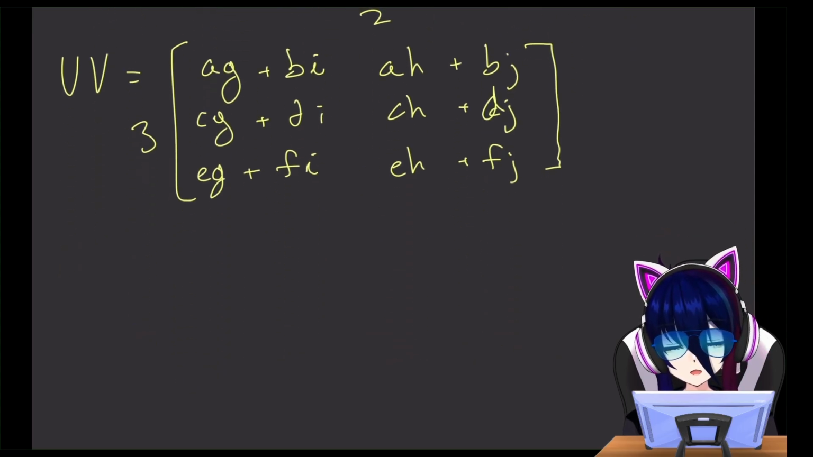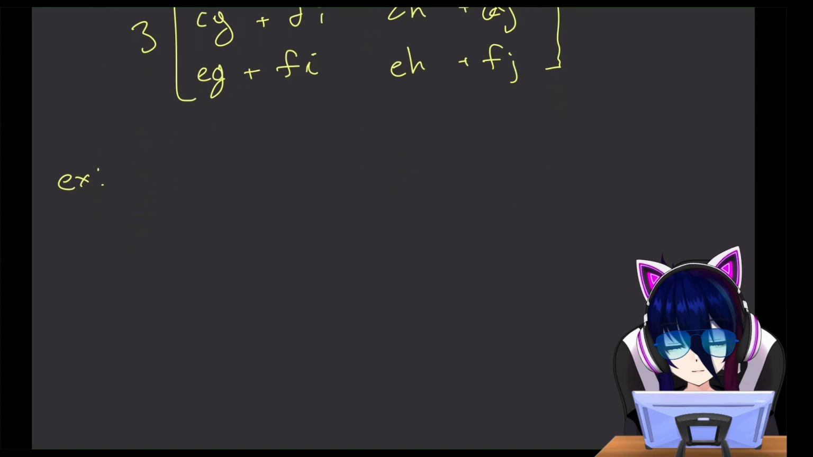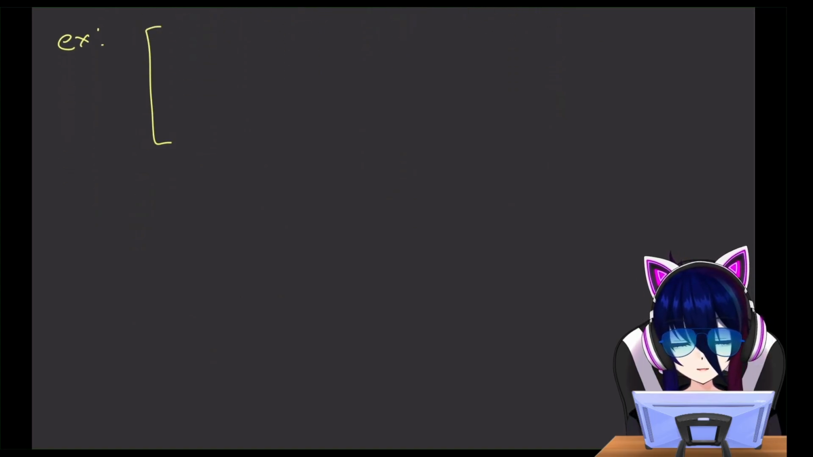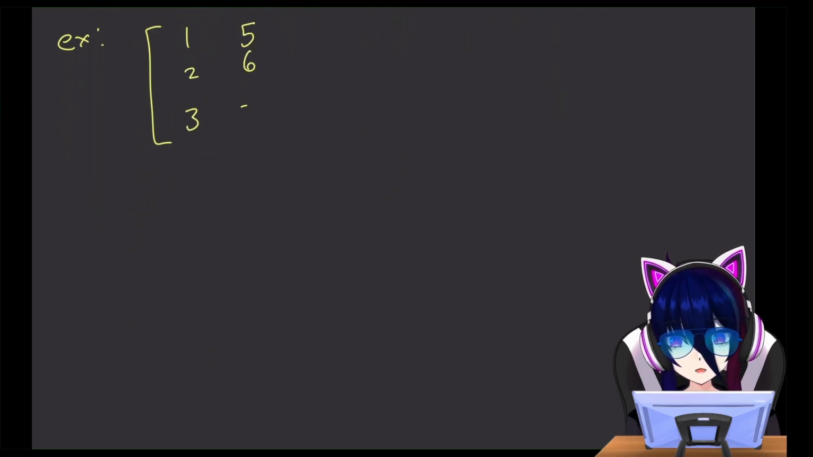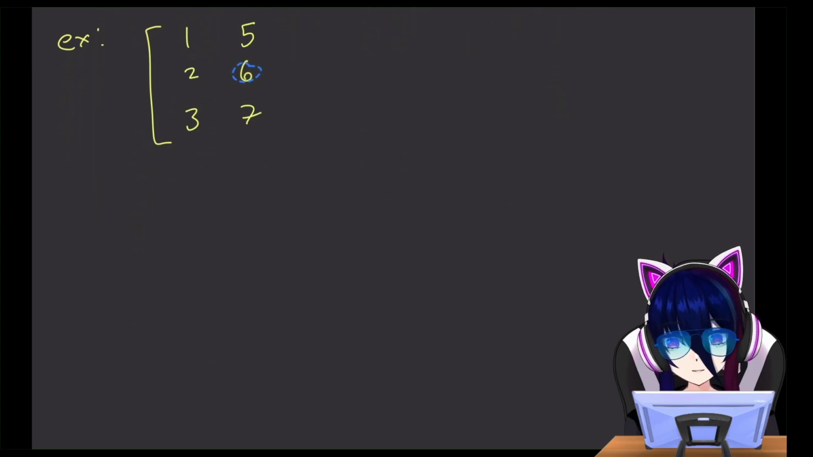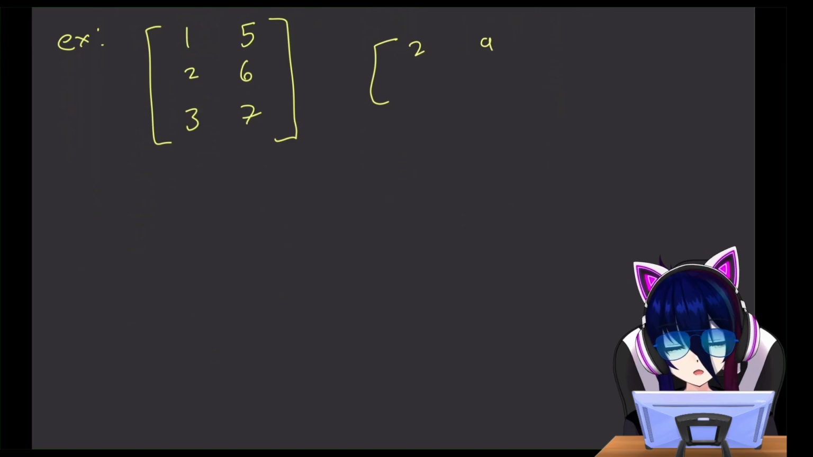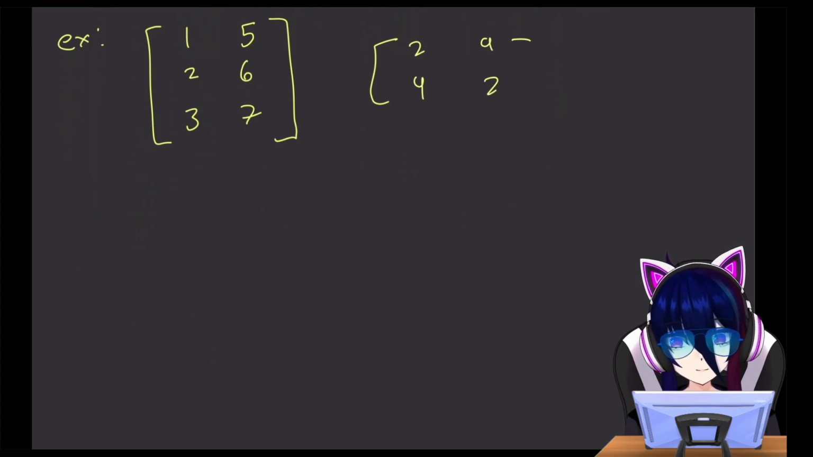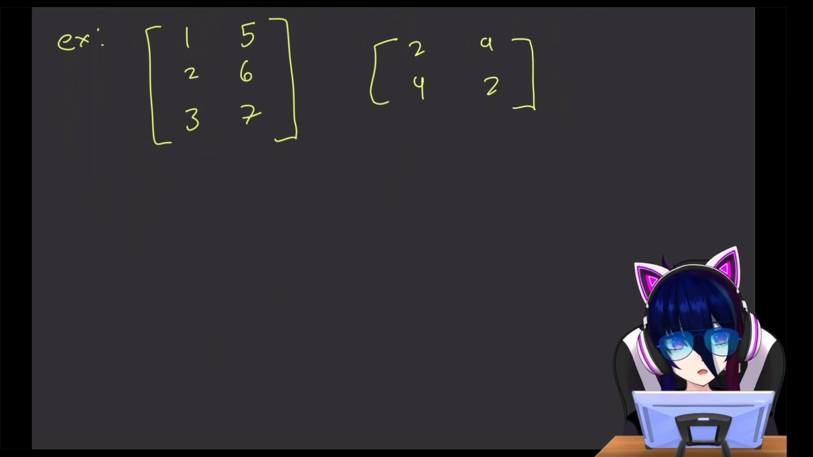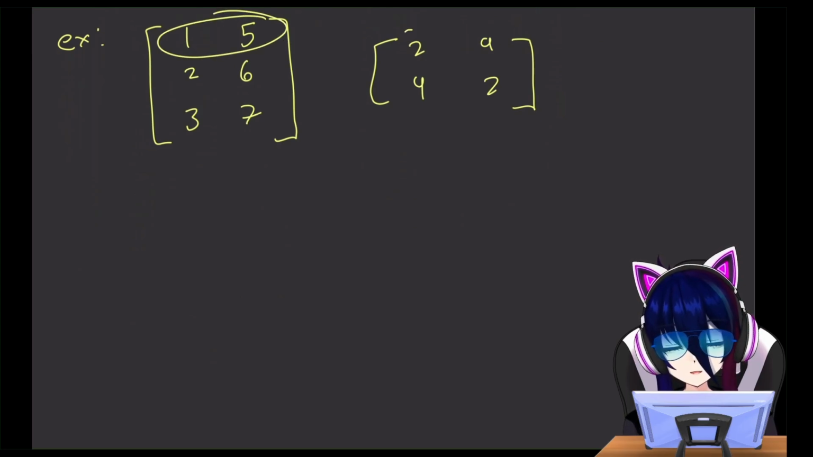Alright, let's look at this in an actual example. So, in an actual example, say that we have matrix U as 1, 5, 2, 6, 3, and 7. Let me move that 6 down a bit. And then our V is 2, 9, 4, 2. There we go.